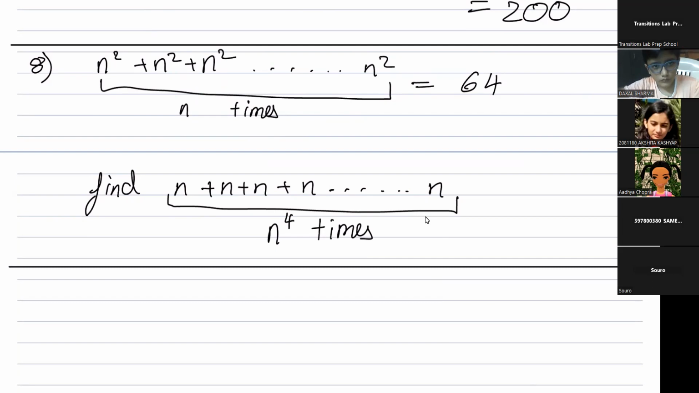This is like repeated addition. What is it? Here there is repeated addition n times equal to 64. Now you need to find what this repeated addition in the question is. This is n to the power 4 times it has been repeatedly added. There is some variable n whose square, when added n times, gives 64.